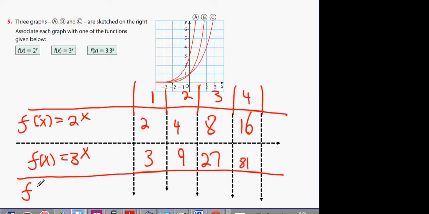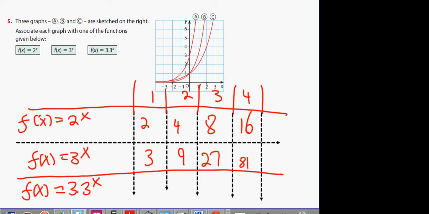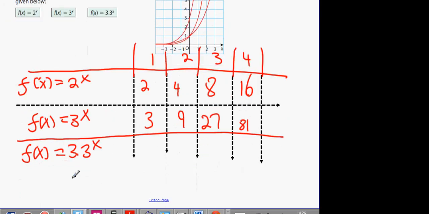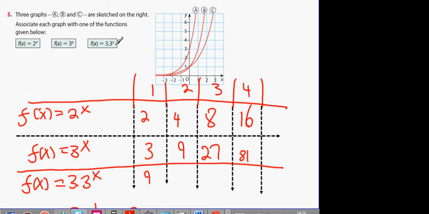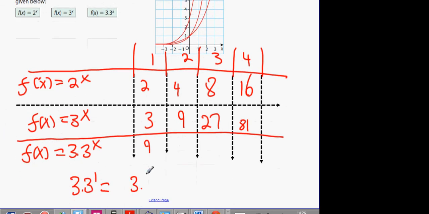f of x equals 3 multiplied by 3 to the x. Now, I'm going to do this one slightly differently. The first one, when x equals 1, what's 3 times 3 to the power of 1? 9. No, it's 3 multiplied by 3. That means multiply. Okay? What about the next one?